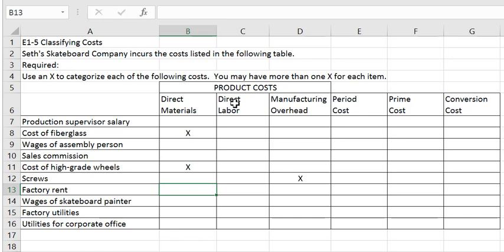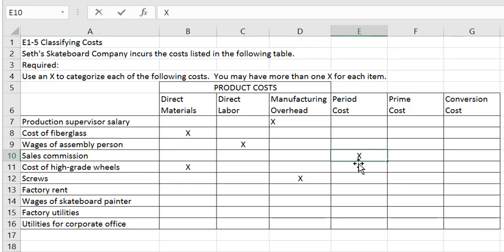Now let's go to direct labor. Production supervisor. That is usually considered manufacturing overhead because they're not directly touching that product. Wages of assembly person, however, that is direct labor. Sales commission. This is money that someone's earning, but it's not somebody that's working on the product. So we're going to call that a period cost.